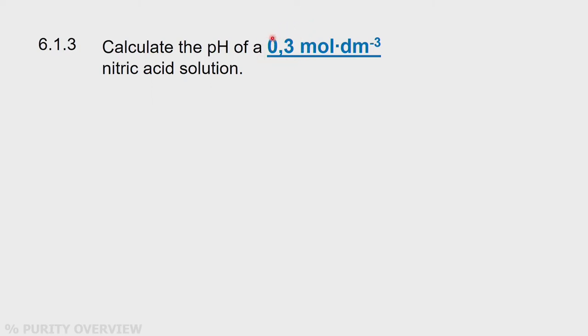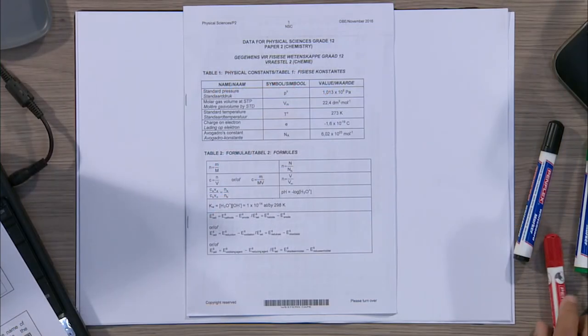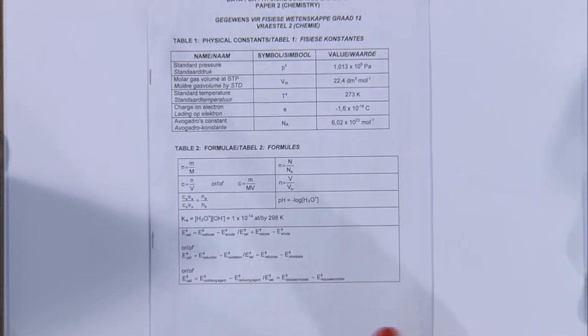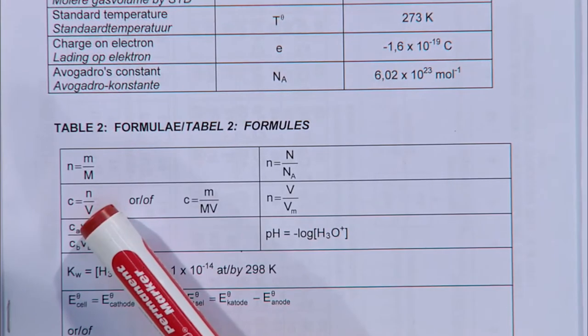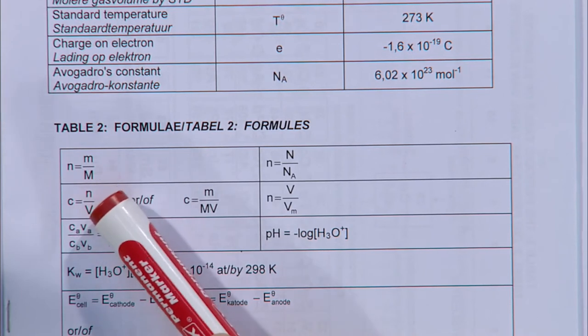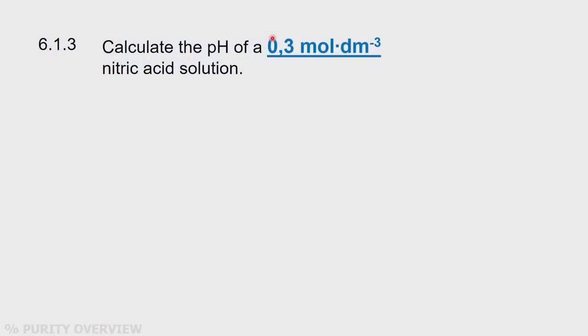And now to make life easy, if I go to my data sheet, which you will see in front of me on the whiteboard here, quickly have a look on that data sheet. If we zoom in, we will notice that there is my formula which says c is equal to n over V, which is my mole per cubic decimeter. All right, thank you very much. Now let's get back to our screen so that we can take this further.